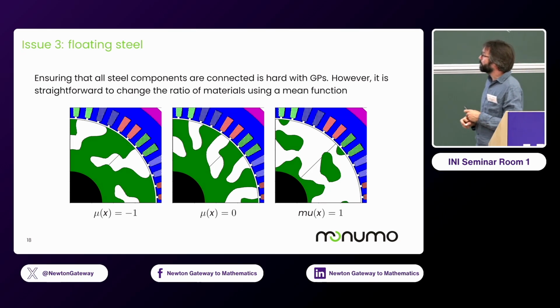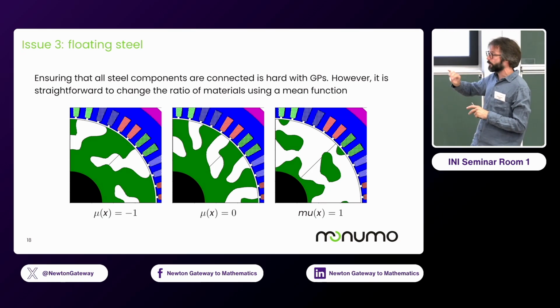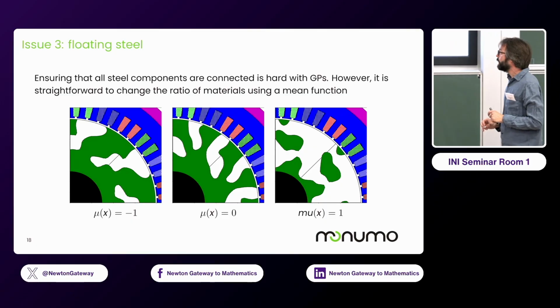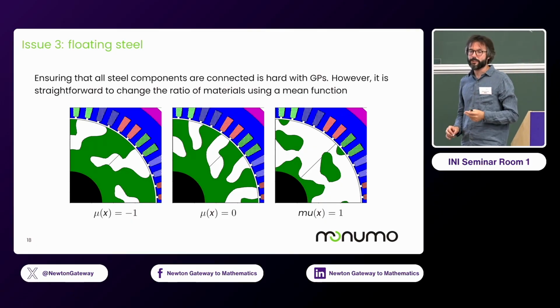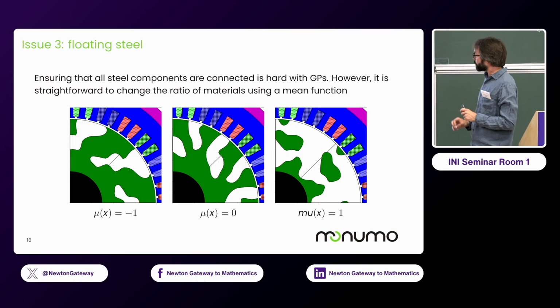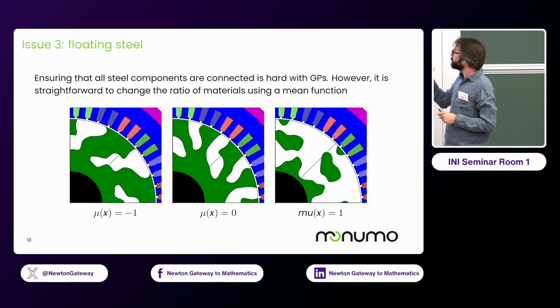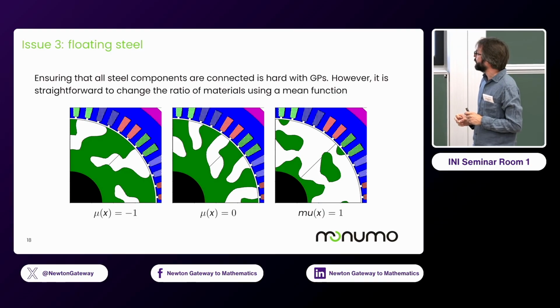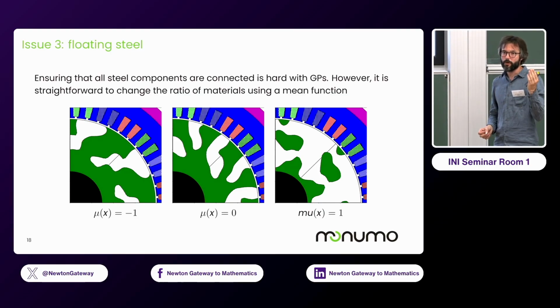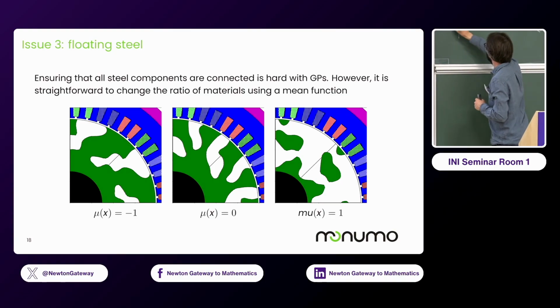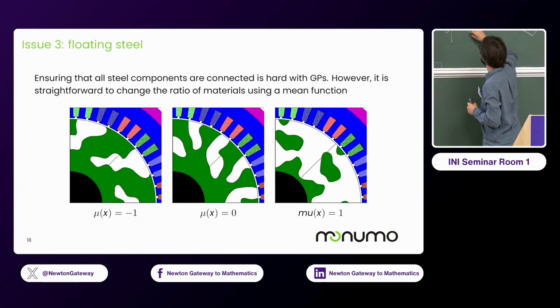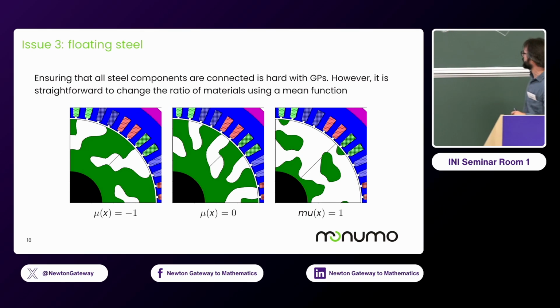And the third problem we had was the floating pieces of steel. That's not something you can easily guarantee with Gaussian processes: continuity over a long range. But there is one thing that is pretty straightforward that we can do and that can help, which is to change the mean function of the Gaussian processes. We remember we had a threshold of 0, and we were saying this is air, and this one here is steel.